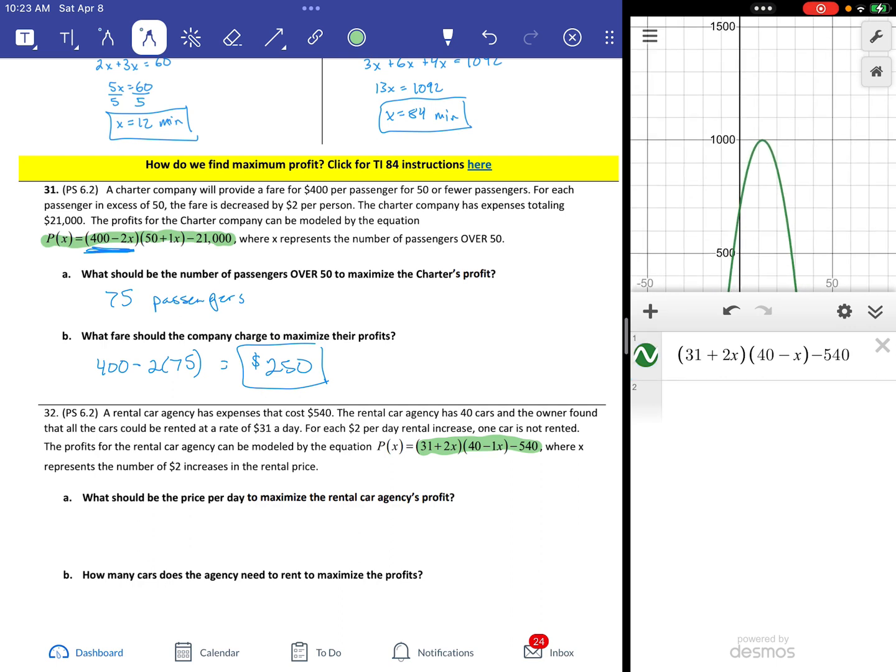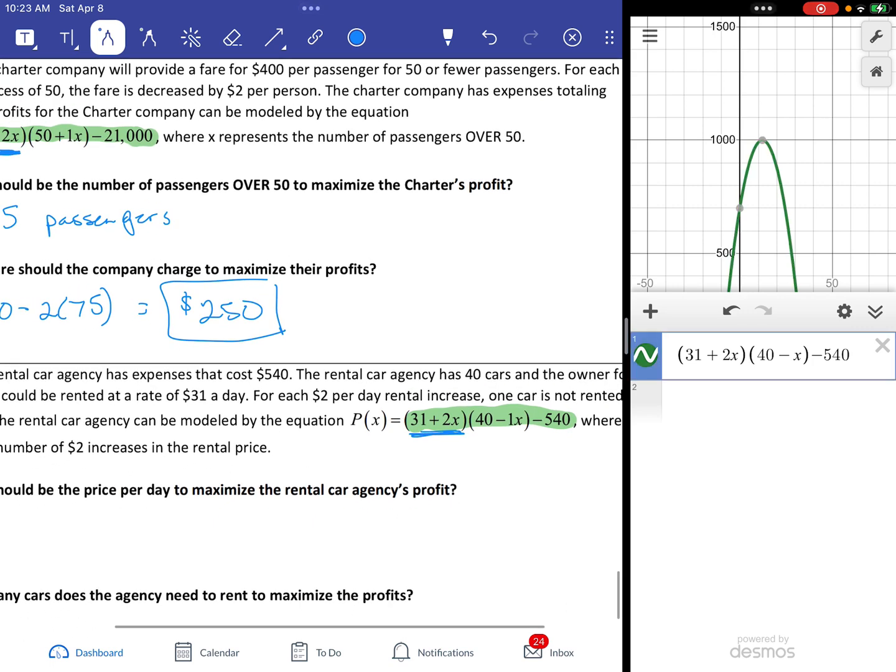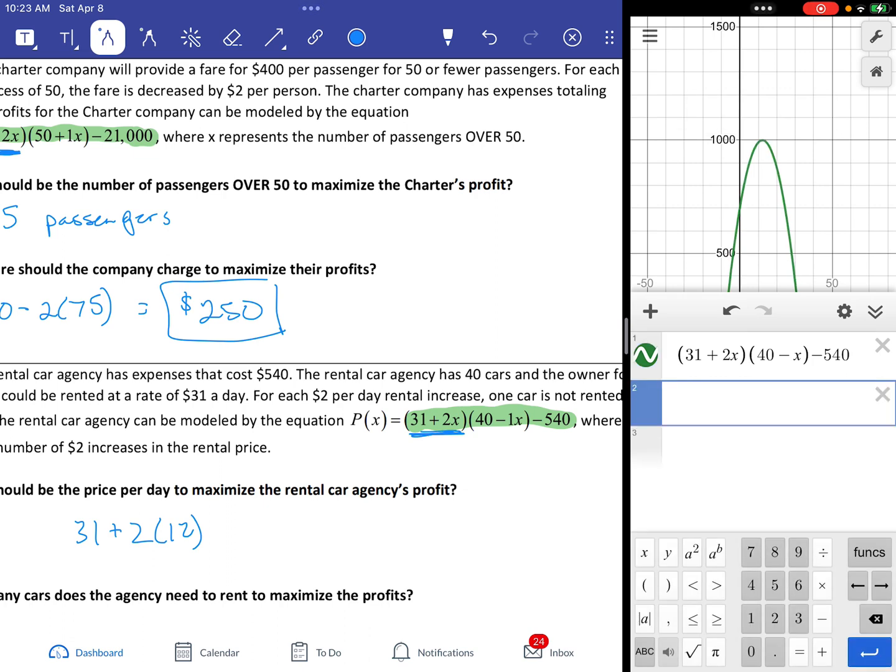Okay. What should be the price per day to maximize the rental car agency's profit? Okay, so we want to know the price. The price is $31. So this is the price right here. So we're looking at the x term, which is 12.25. We have to round down to 12. So we're going to do 31 plus 2 times 12. If we figure this out, 31 plus 2 times 12 is $55.